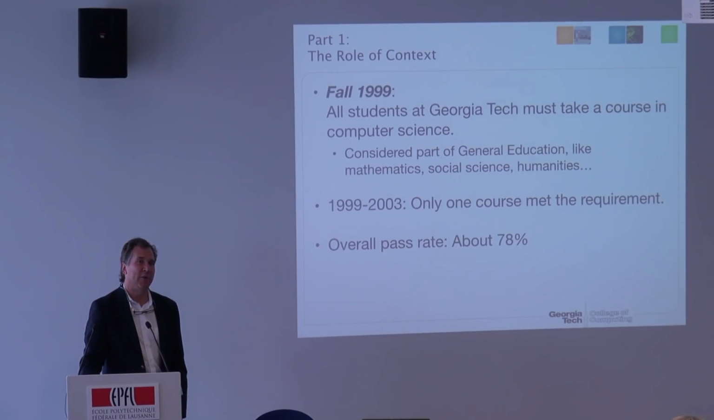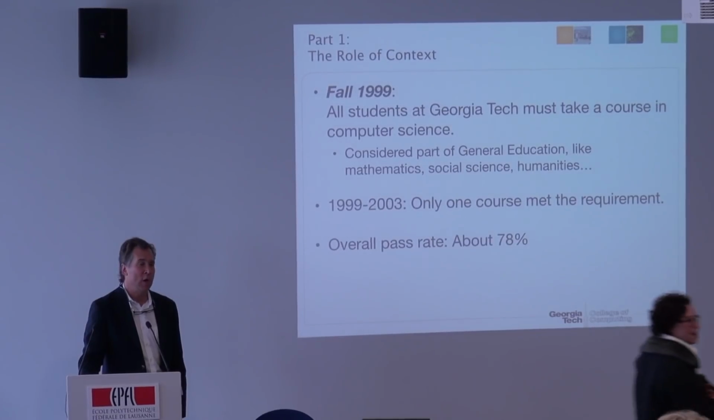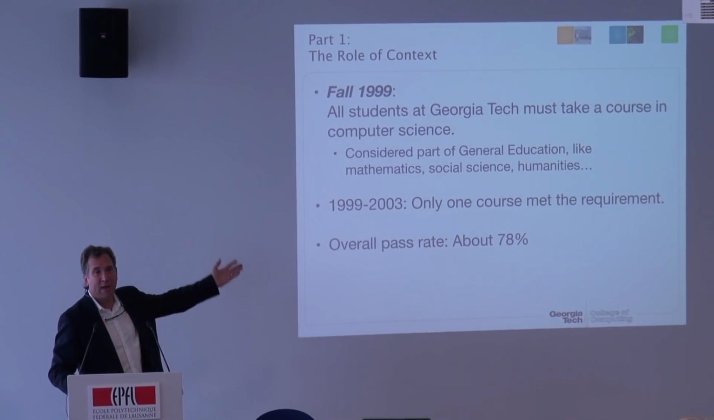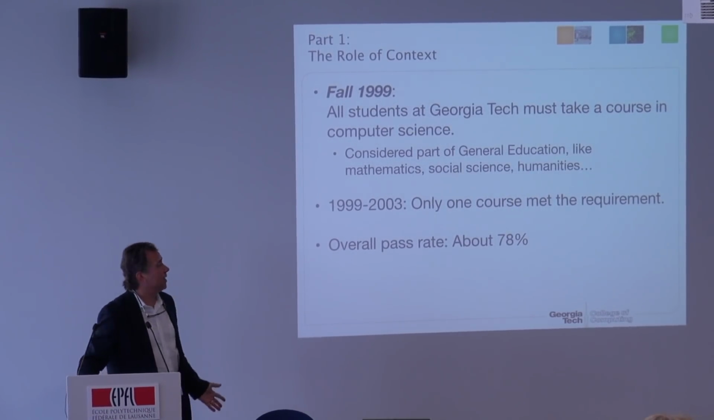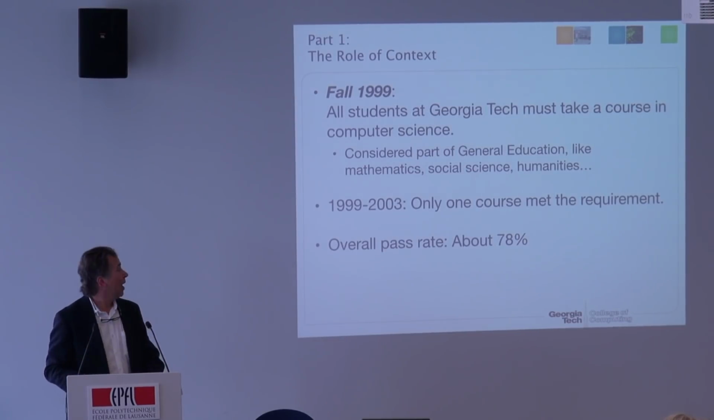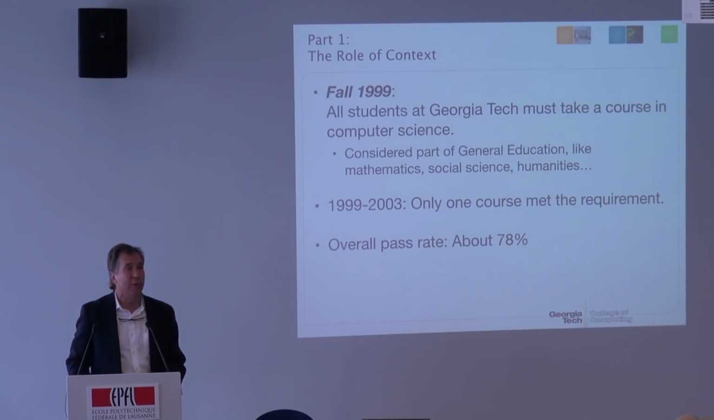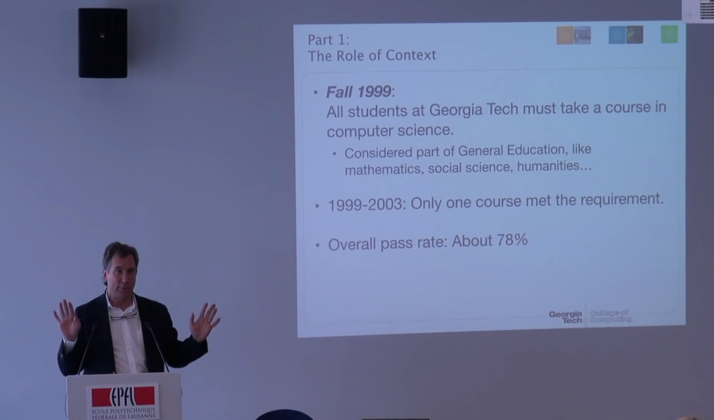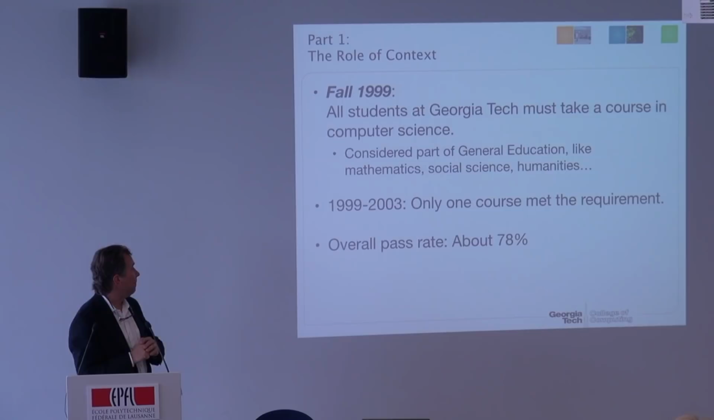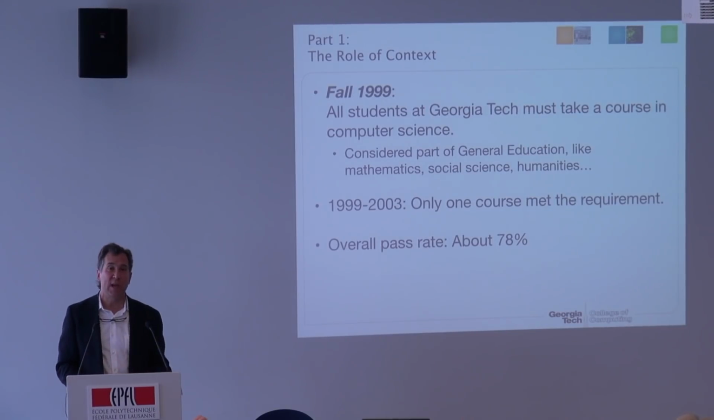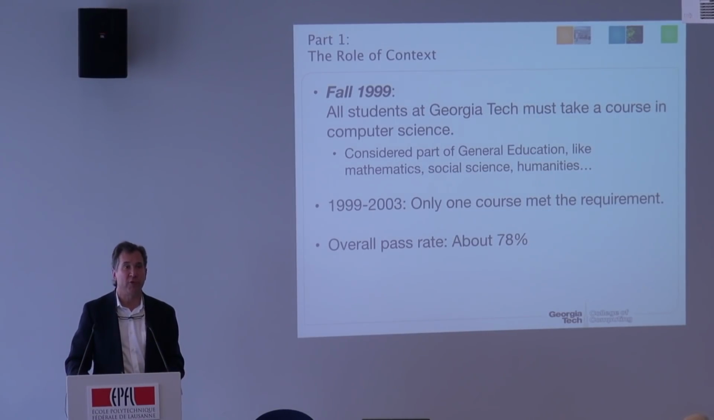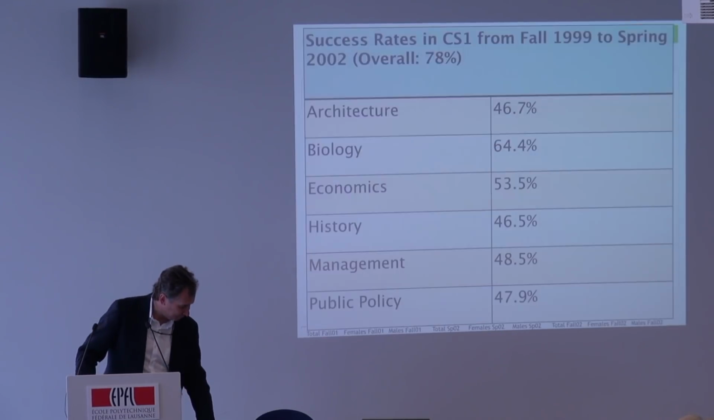Georgia Tech decides that computer science is going to become part of our general education requirements. So just like students need to know about things like mathematics and social science and humanities, everybody has to take a course in computer science. And from 1999 to 2003, only 1 course met the requirement. So basically, we had 1 course that absolutely everybody on campus had to take. And the overall pass rate was about 78%, which for an intro course in just about anything is not a terrible rate, at least in the United States.